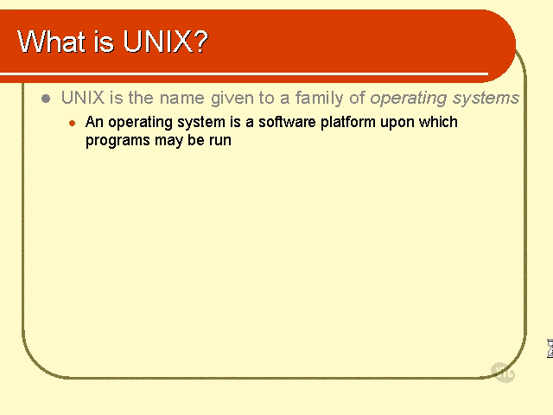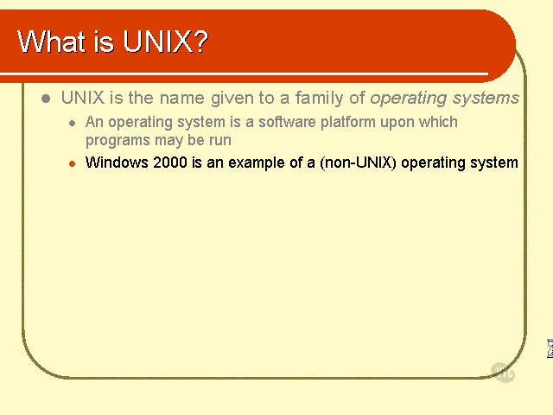For example, there's Linux, which is a free PC-based version of Unix. There's another one called AIX, which is produced by IBM. It's another version of Unix, but it is not called Unix. So AIX is an operating system, and Linux is an operating system, but Unix is a family of operating systems. An example of a non-Unix operating system is Windows 2000. Another is Windows 98, and another is DOS.